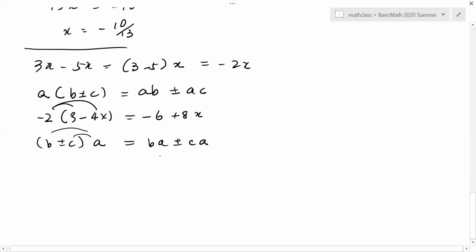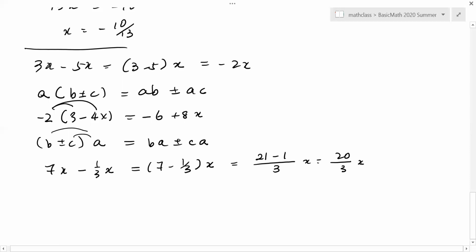Okay, so you use that, we call it factoring actually, if you go from right to left. So if you have 7x minus 1/3 x, right? You have x here. So you will get 7 minus 1/3 times x. That would be 21 minus 1. That would be 20 over 3.